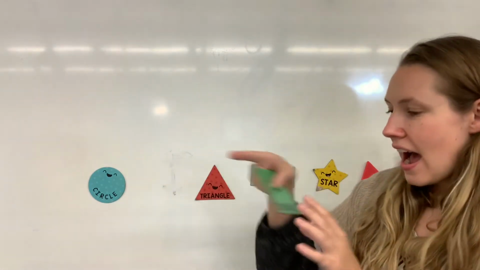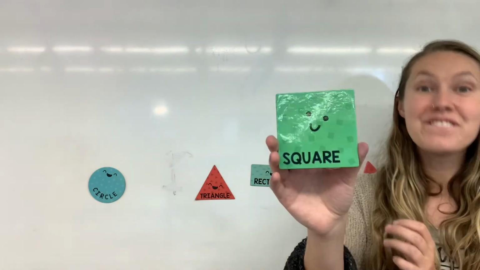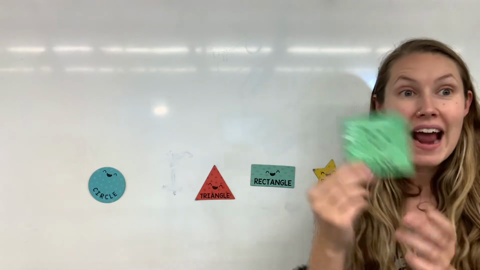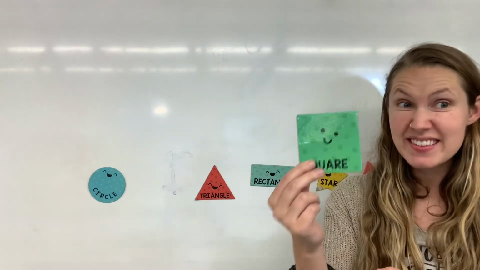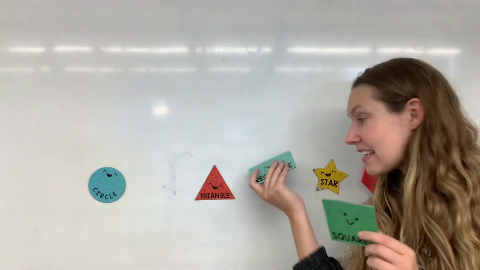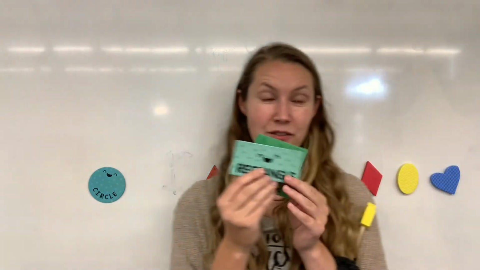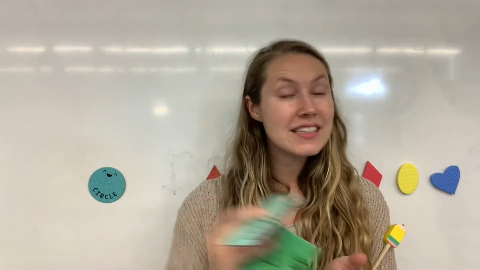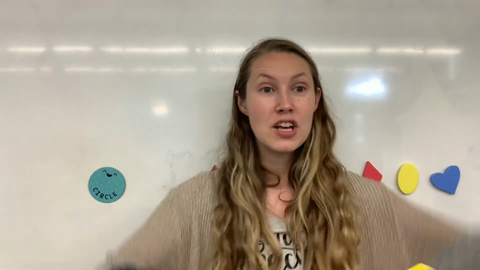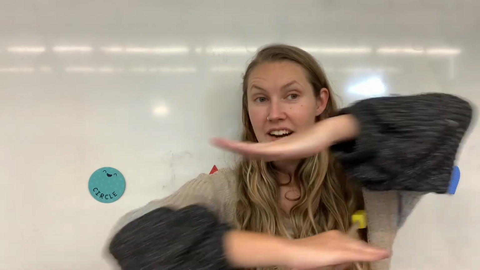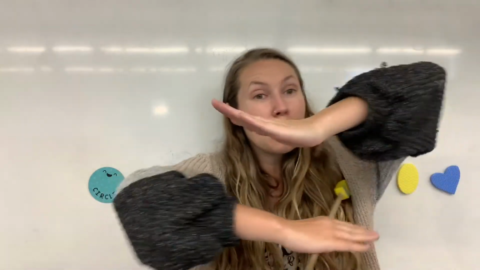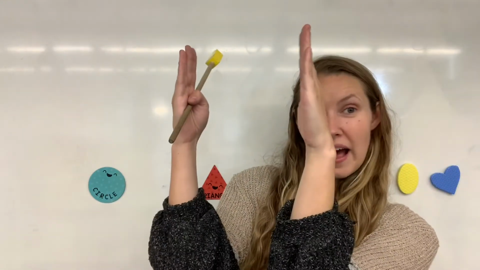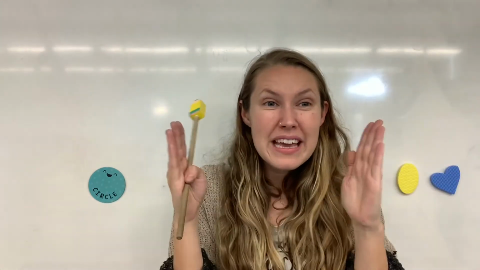Our square has 4 sides. 1, 2, 3, 4. And they are all the same size. But our rectangle, it also has 4 sides. 1, 2, 3, 4. But in the song, we talk about how it has 2 sides longer than the other 2. So 2 of our sides are going to be long, so they could go this way or this way. And then 2 of them will be shorter.